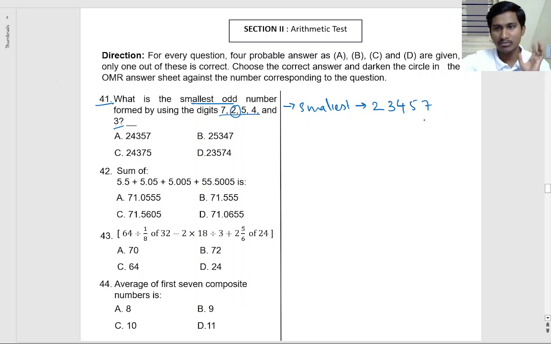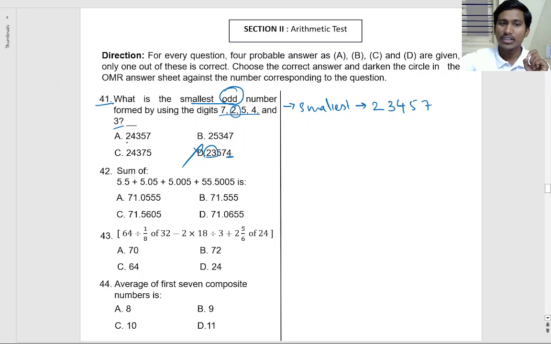This is the smallest number, but that is not there in the options. So you can either change this to 2, 3, 4, 7, 5, or you can go with the options. If you see, which is the smallest odd number they are asking, for an odd number the last digit should be odd. Here 23,000 is the smallest, but that is even, so that is not the answer.